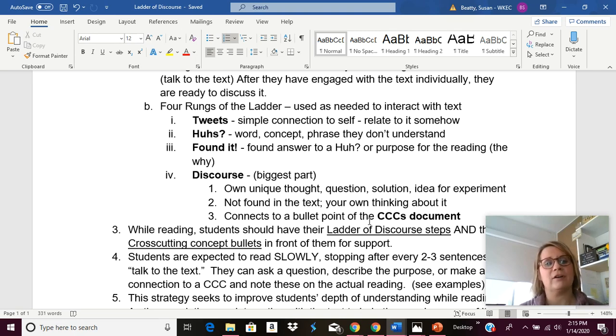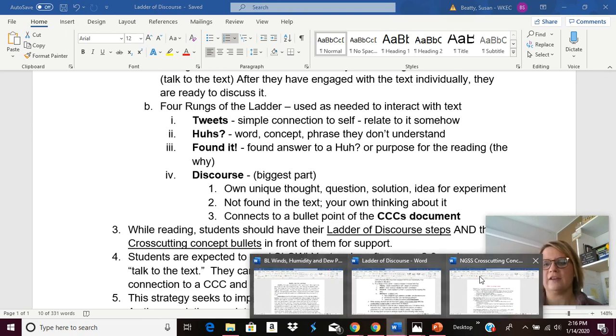Now, the biggest part of this strategy is the discourse part, where they add their own thoughts, their own questions, their own ideas to the text, something that's not directly in there, but it's what they think of when they read that. And then a really important part, and this part right here, on the cross-cutting concepts document, which I'll show you in a second, there are bullet points that kids really need to understand in order to understand that concept.